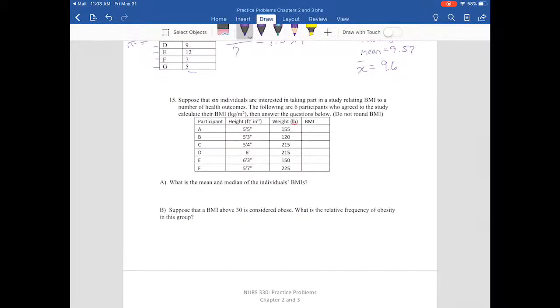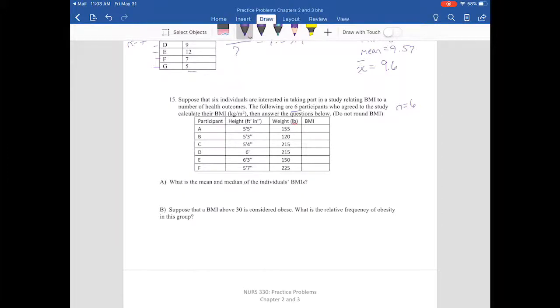So number 15 here, we have 6 participants. Once again, I still always like writing it on the side just so I can find it easier. N equals 6, and here we have their height and weight, and we want to look at their BMI.